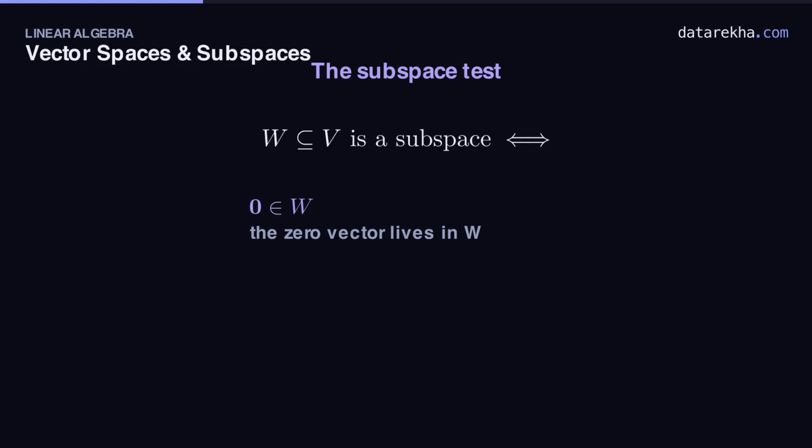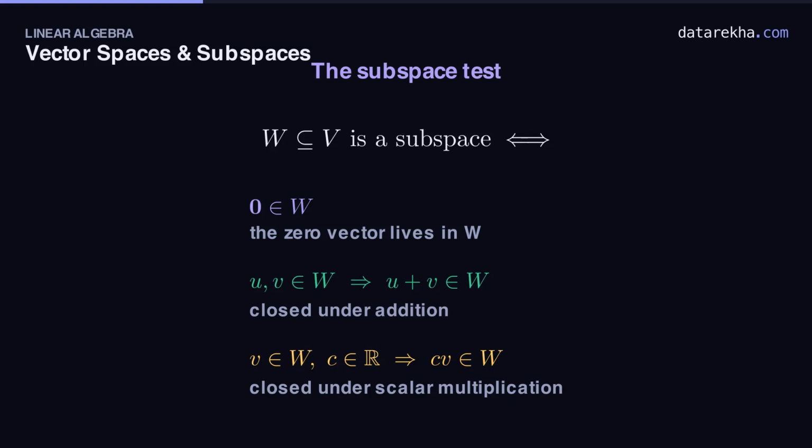First, and easiest to check, the zero vector of the big space must lie inside W. If the origin isn't in your set, you can stop right there. Second, closure under addition. Take any two vectors already in W, add them, and the sum must land back in W. And third, closure under scalar multiplication. Take a vector in W, multiply by any real number C, and you must stay in W. Closed just means the operation never spills you over the edge.